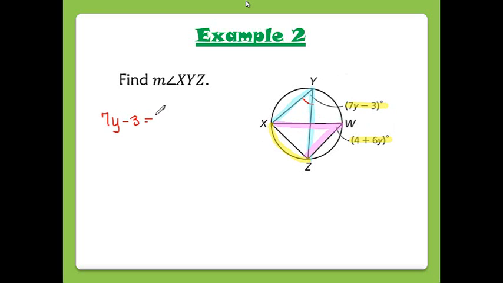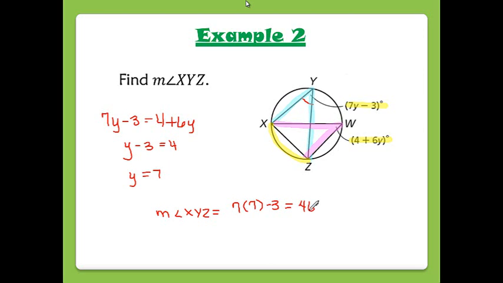7y minus 3 equals 4 plus 6y. If I solve this, I subtract 6y from both sides. Then add 3 to both sides. I find that y equals 7. So the measure of angle XYZ is 7 times 7 minus 3, which is 46 degrees.